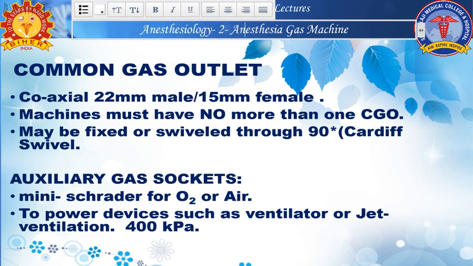Coming to the common gas outlet, that's the most downstream portion of any anesthesia gas machine. It is the coaxial system with a 22 mm male, 15 mm female connector. The machines must have no more than one common gas outlet. It might be fixed or it might be swiveled through 90 degrees. That's called the Cardiff swivel. Then it may contain some auxiliary gas sockets also, for oxygen or air to power devices such as a ventilator or jet ventilator.